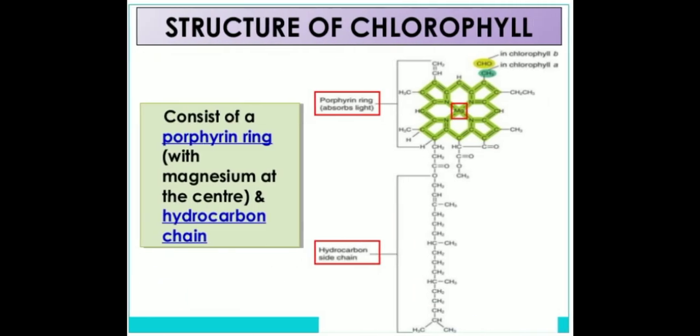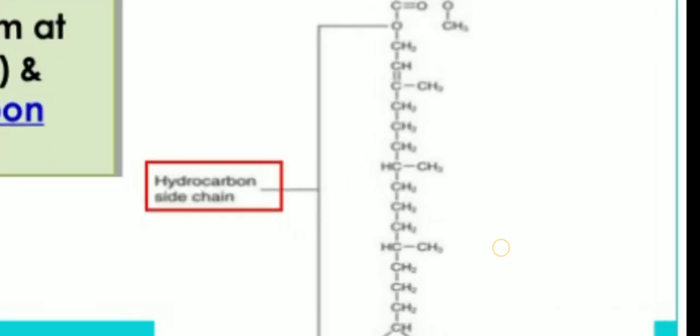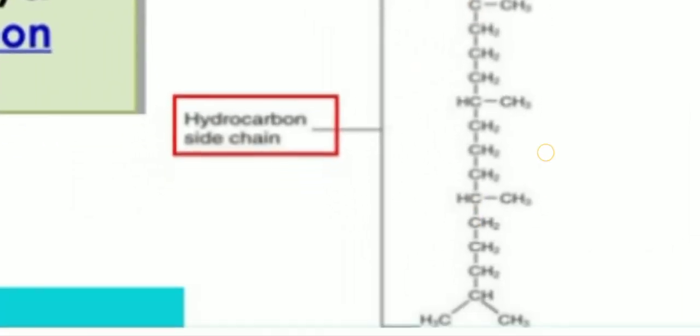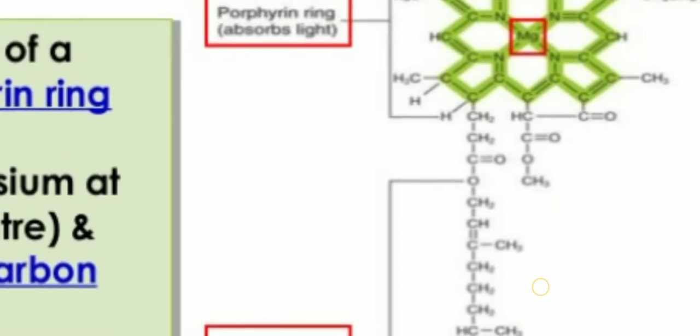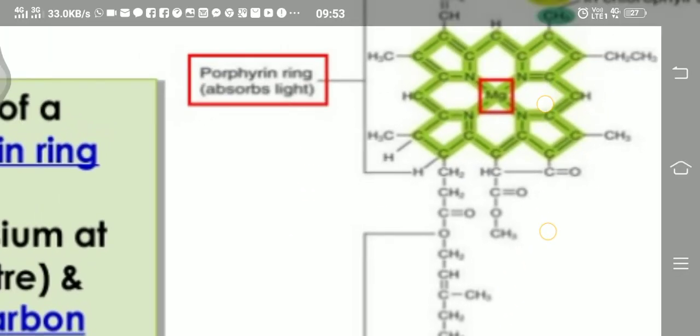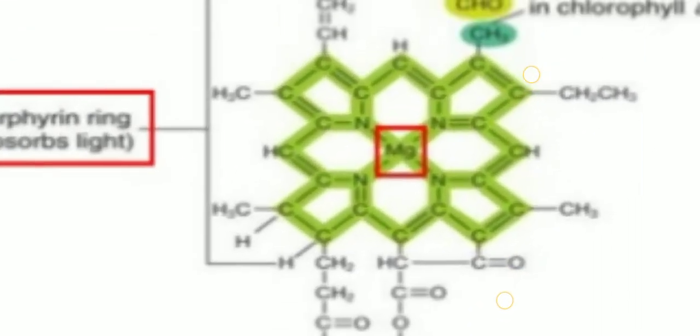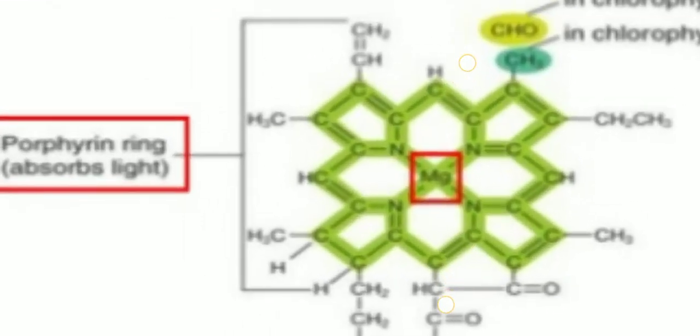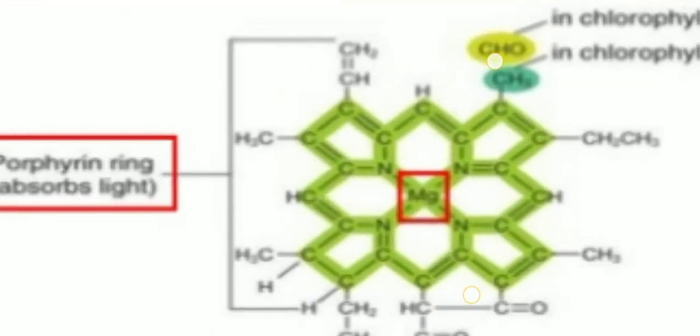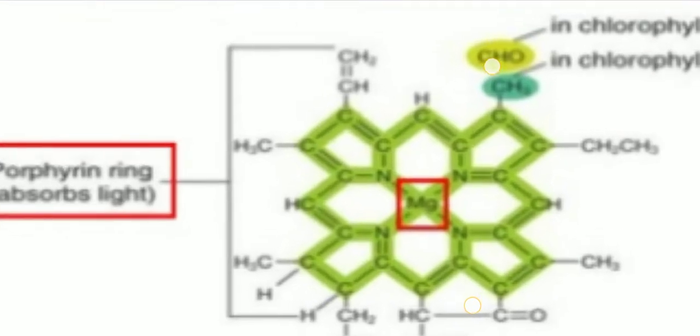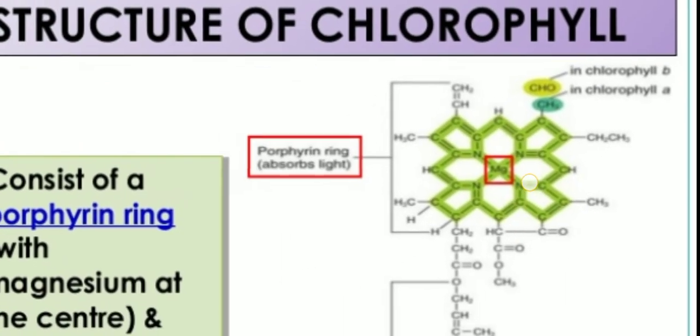This is the structure of chlorophyll. This is the general structure. It consists of a porphyrin ring with magnesium at the center and around it a hydrocarbon chain. We observe the long hydrocarbon chain, and here the porphyrin ring with central magnesium atom. Most important is that the magnesium, Mg, is located at the center of the chlorophyll structure.